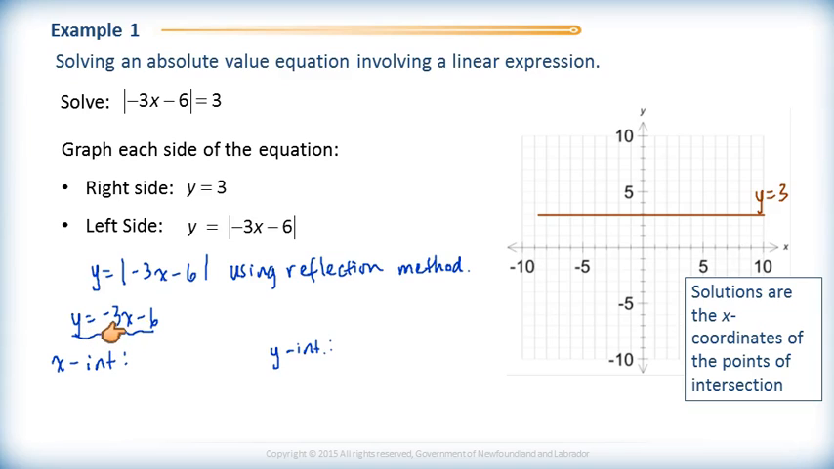So that's y equals negative 3x minus 6. The x-intercept I find by putting 0 in for the y. So 0 equals negative 3x minus 6. And that gives me 6 equals negative 3x. Divide by negative 3, I have negative 2 equals x. Now the y-intercept. I substitute 0 for the x, and I get y equals negative 6.